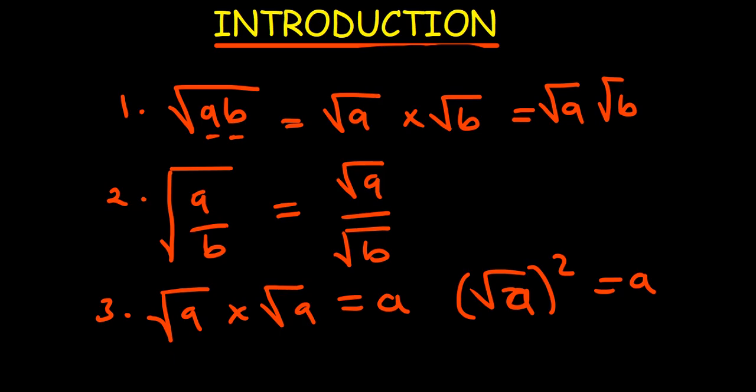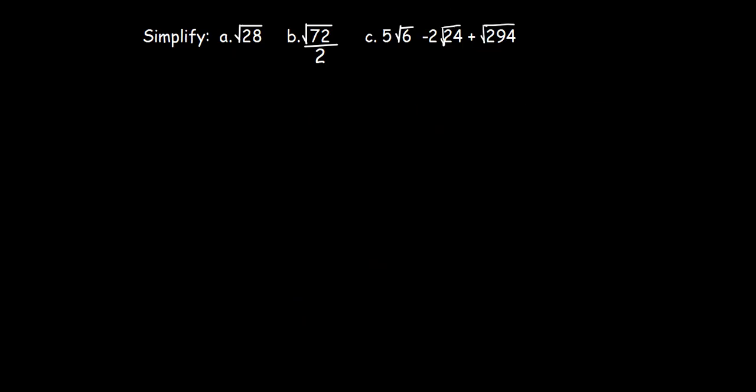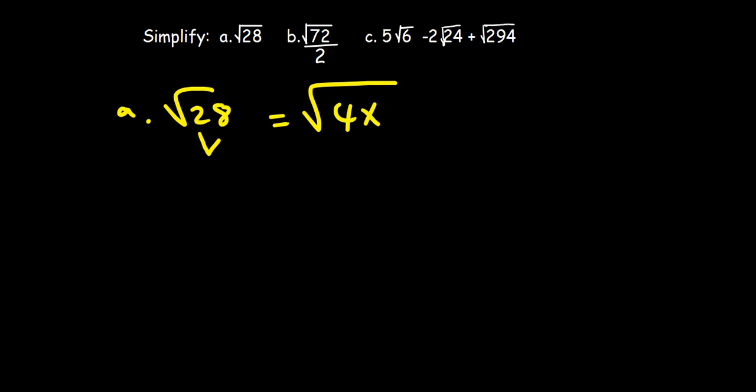Now let us answer a few questions. We have these questions here that say simplify the following. So a, how are we going to answer a? We have root of 28. Your aim is to break down this root of 28 into two numbers that will be multiplying, where you have one perfect square and another which is not a perfect square. So I can break down this 28 into 4 multiplied by 7.